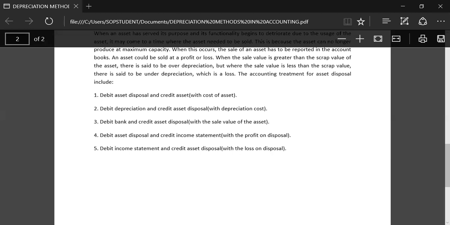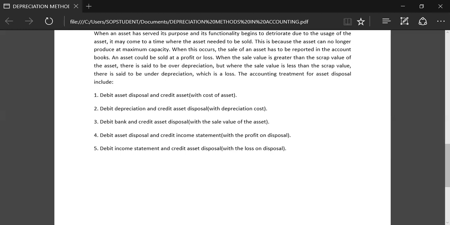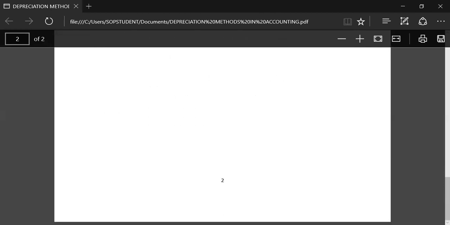Now, the accounting entries: debit asset disposal account and credit asset with the cost of assets. Then you debit depreciation and credit asset disposal account with the depreciation cost. When payment has been received, you debit the bank and credit asset disposal account with the sales value. If it's a profit, debit asset disposal and credit income statement with the profit. But where it is a loss, you debit the income statement and credit the asset disposal account.